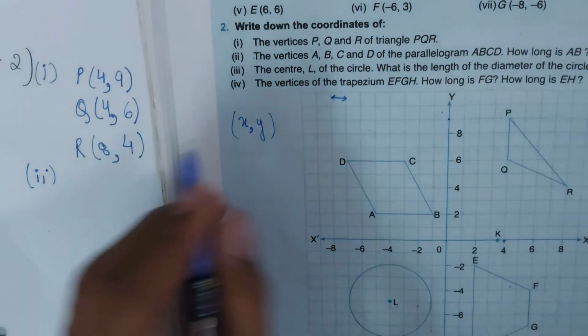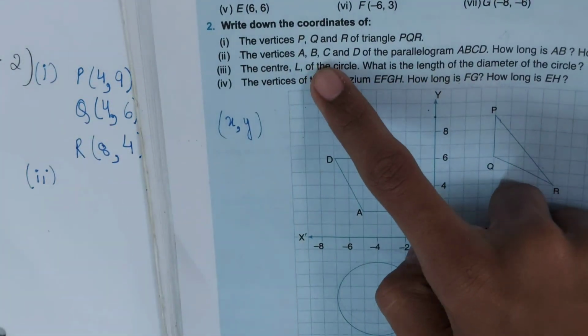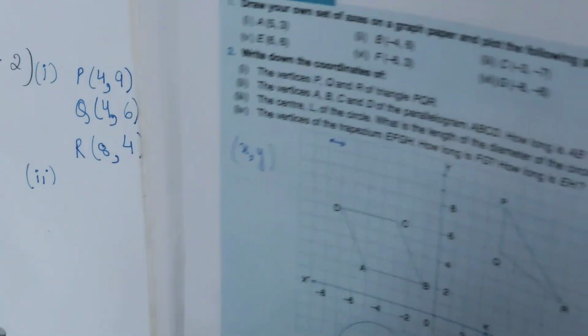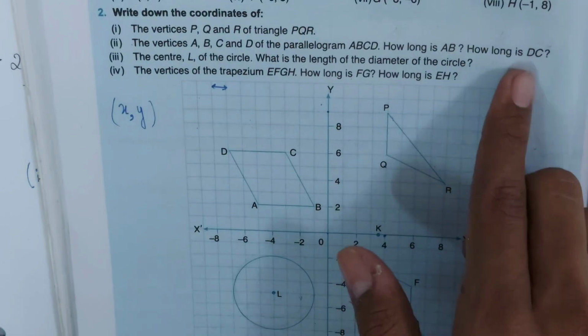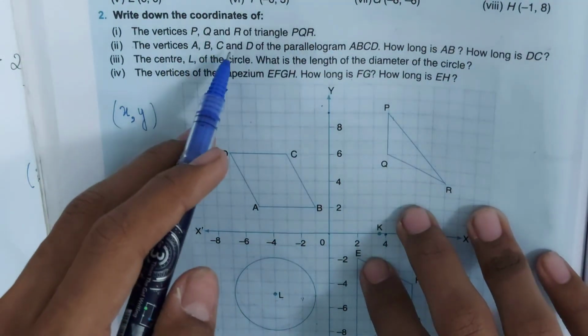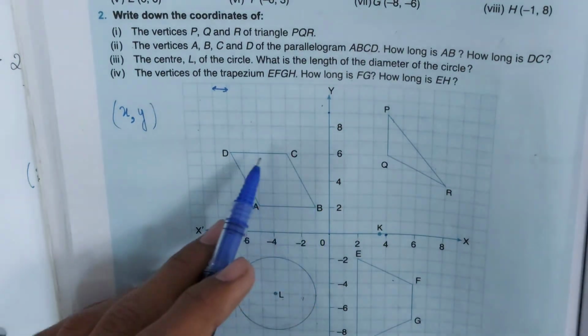What does the second part have to say? We have to write down the coordinates of the vertices A, B, C and D of the parallelogram ABCD, right? And another question says, how long is AB and how long is DC? It's very simple, right? Let's see. The vertices ABCD of the parallelogram ABCD. Where is ABCD? Here it is, as you can see.